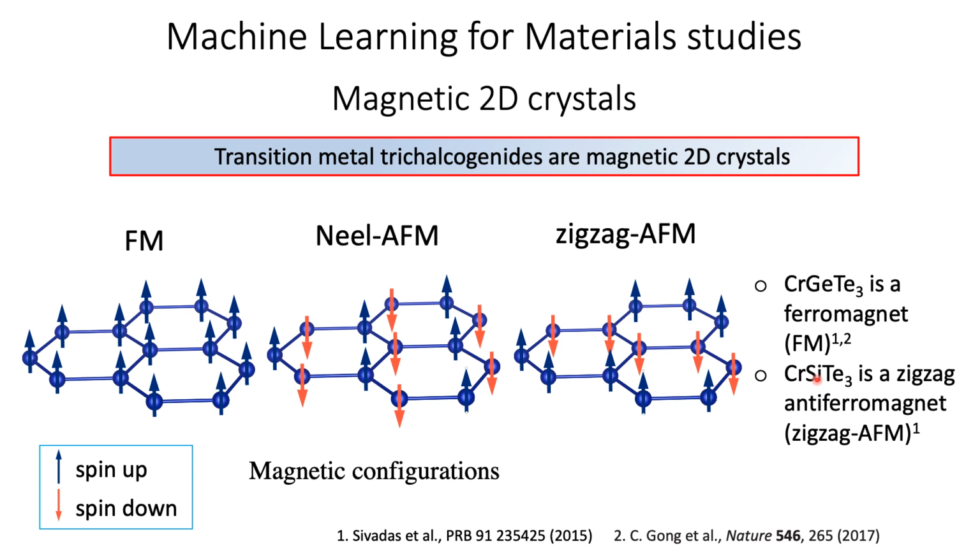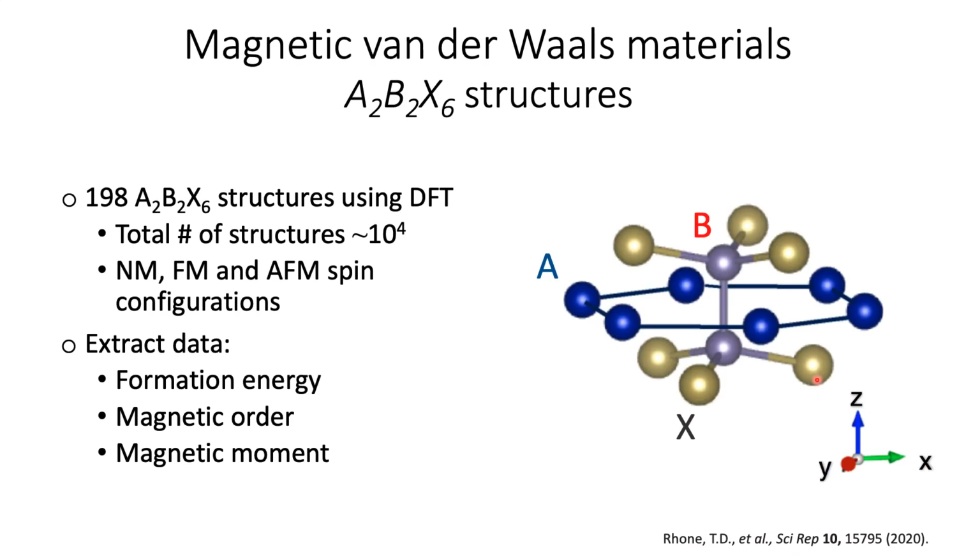Now, we can exploit this idea of changing the chemical composition of the materials, to see how that affects its magnetic properties by making very many chemical substitutions at the A, B, and the X sites. If we look at the total number of combinations of this, we get about 10^4 different structures. We can take about a subset of 200 of those using density functional theory, taking different magnetic configurations, a non-magnetic case, a ferromagnetic case, and then anti-ferromagnetic case, and extract the formation energy for each configuration, and then the magnetic order and magnetic moment by doing some data analysis.